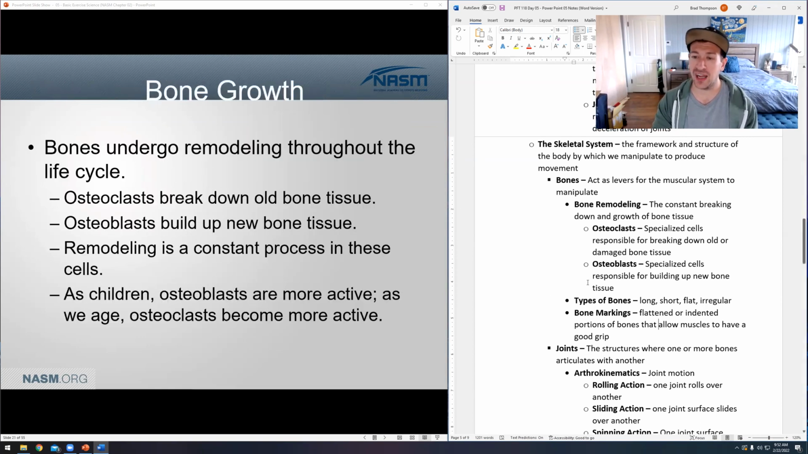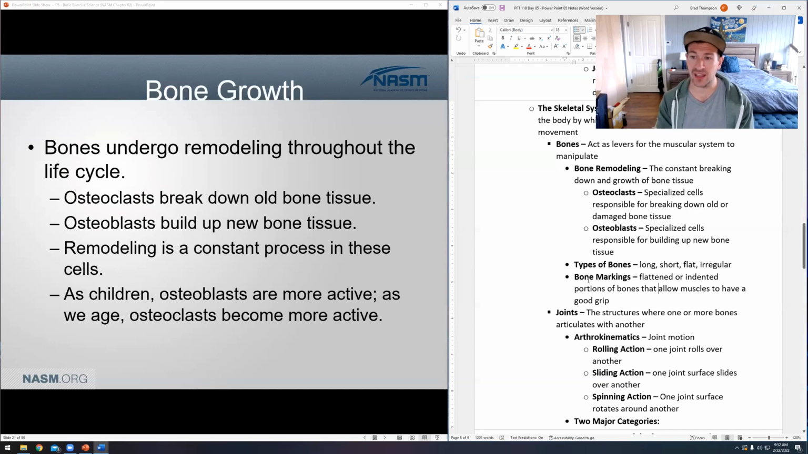So your bones are constantly remodeling. They are constantly going through this big long growth because they're very hard tissue, which means they experience chipping and damage and tiny microfractures all the time. You know, the harder the tissue, the more likely it is to chip.